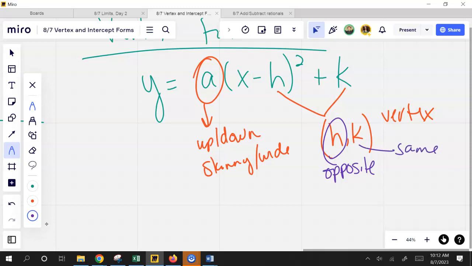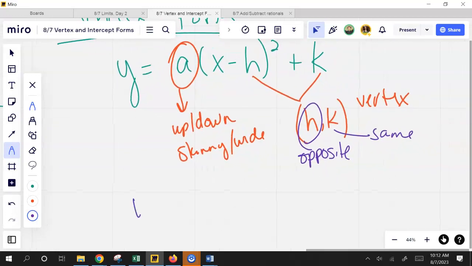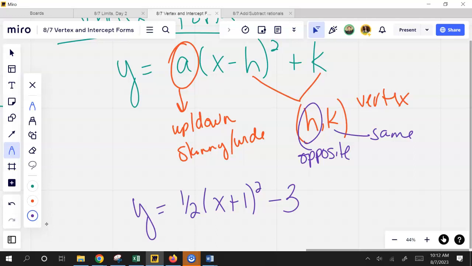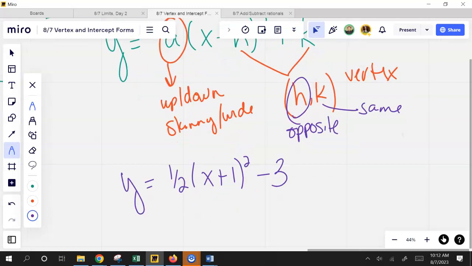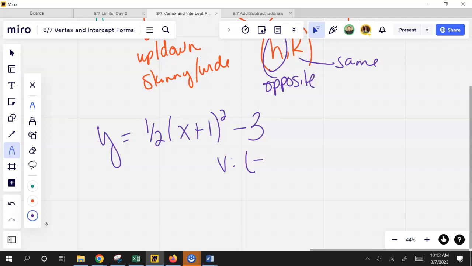So I'm going to give you a couple examples and see if you can follow what I'm trying to say. Looking at the example there on the bottom, 1/2 (x plus 1) squared minus 3. What do you think the vertex would be here? -1, -3. Remember that opposite sign here? Whatever's here, make it opposite, okay?